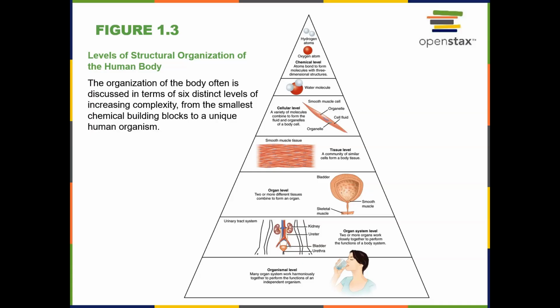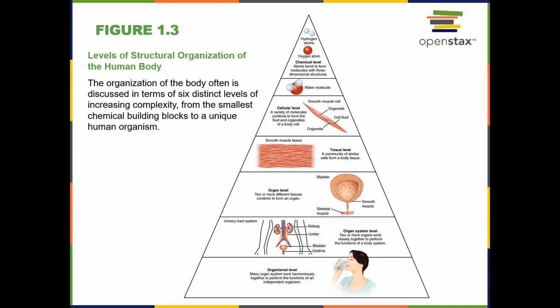And then the next level up from the organ level is the organ system. Here we can see the urinary system consists of the kidneys that filter the blood and produce urine, the ureters that are muscular tubes that transport urine from the kidney to the bladder, the urinary bladder that stores the urine and then can contract in order to release urine from the body through the urethra.